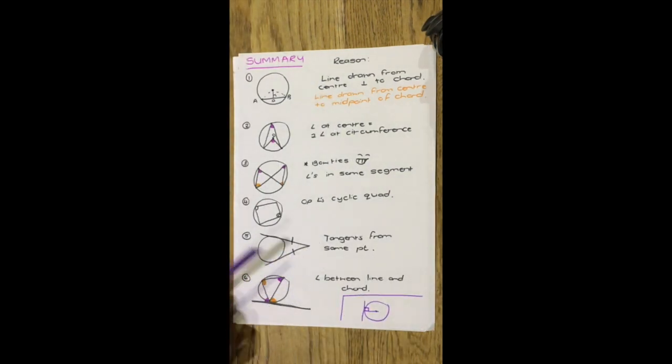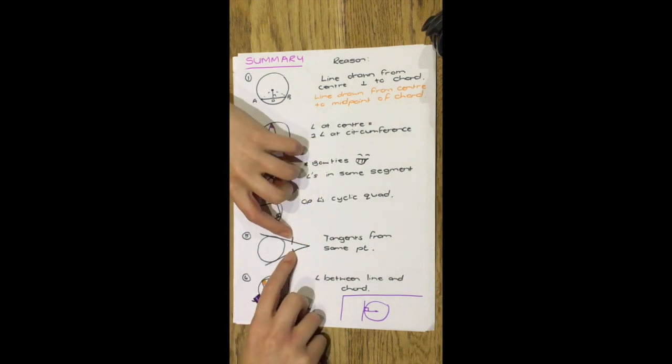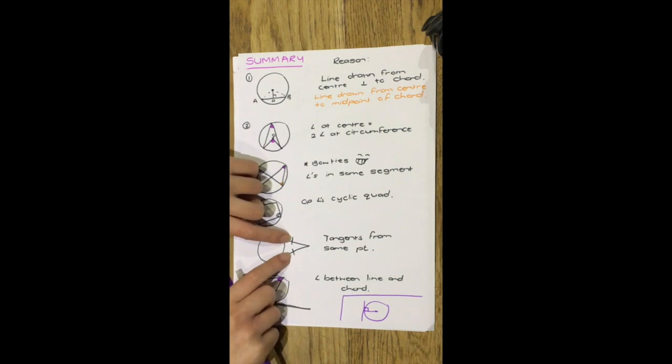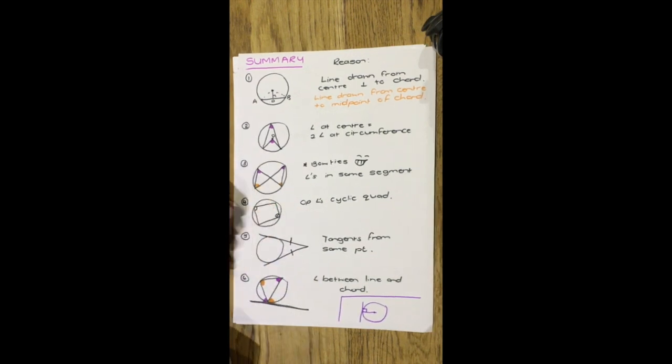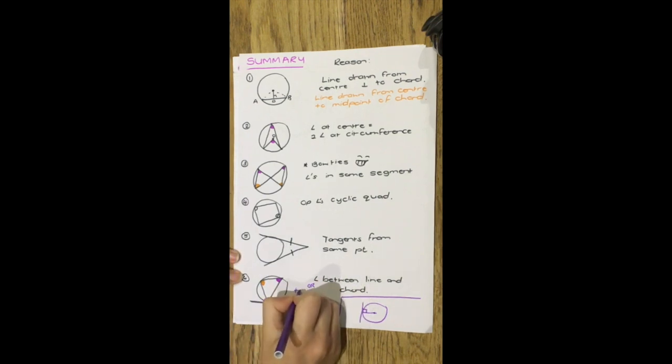Then tangents from same point: if it starts at the exact same point and it's a tangent to each side of the circle, those 2 lines are equal. Remember, it looks like a hat. And then the last one, that really difficult one, is angle between line and chord, or what I like to say is the tan chord theorem.